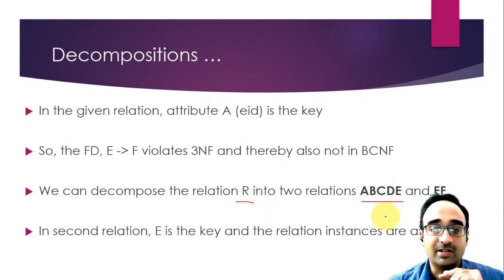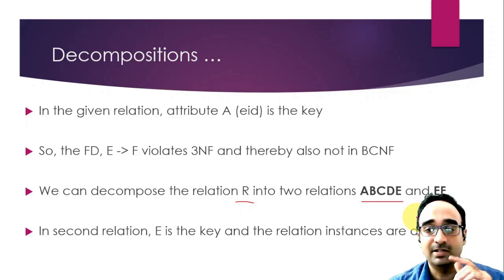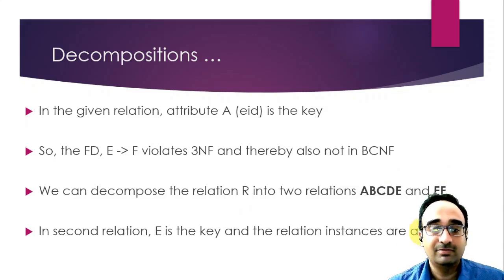One table has the attributes A, B, C, D, E, and the second table will have the attributes E, F. So this is the first table, let's say this is R1, and the second table, let's say this is R2, has two attributes E and F. Also, in the second table, the attribute E is the key. It is the key in the second table.